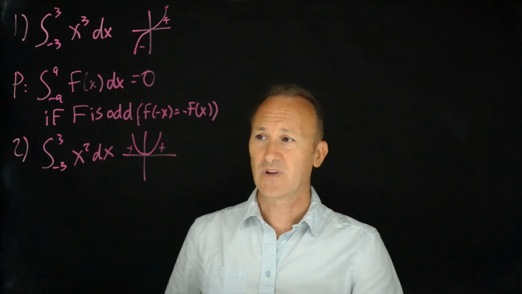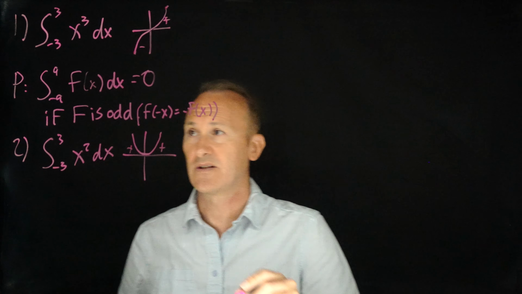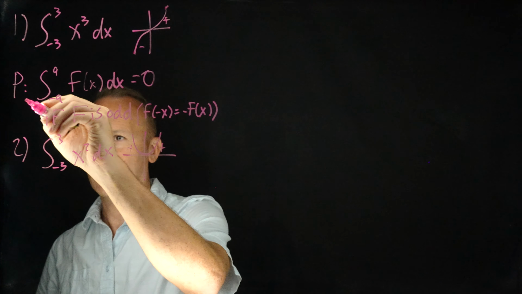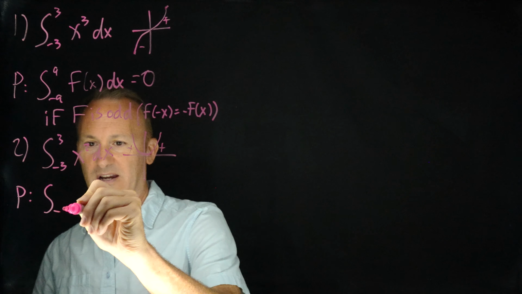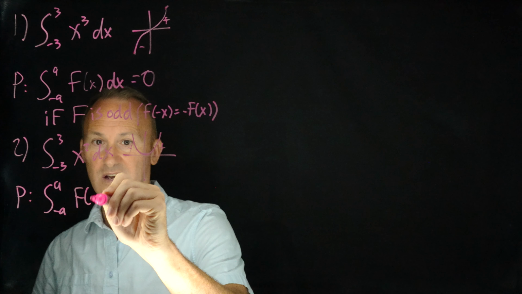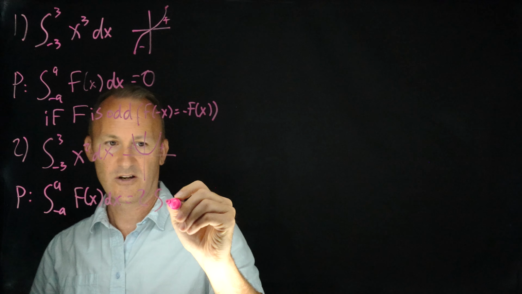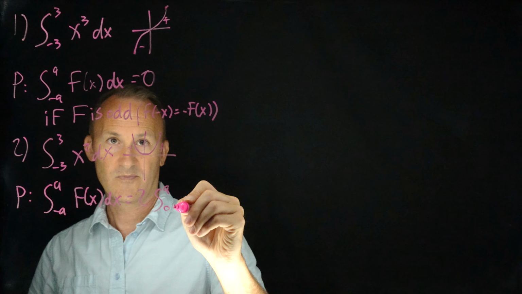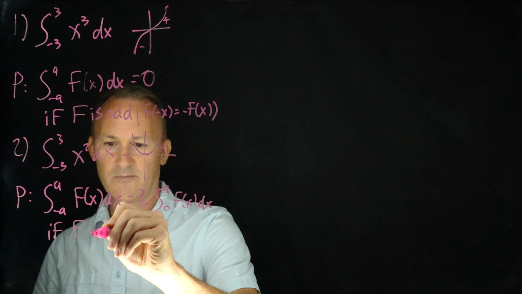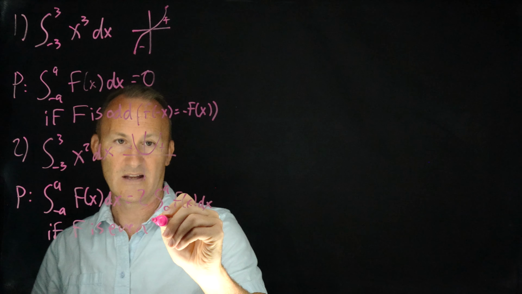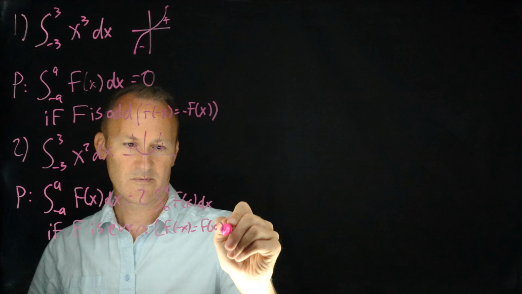Instead of going from -3 to 3, I'm going to take the half from 0 to 3 and double it. And so here's another similar property. If we go from -a to a of f of x dx, this is equal to double the integral from 0 to a of f of x dx, if f is even. And what it means to be even is that if you plug in f of negative x, you get the same thing.